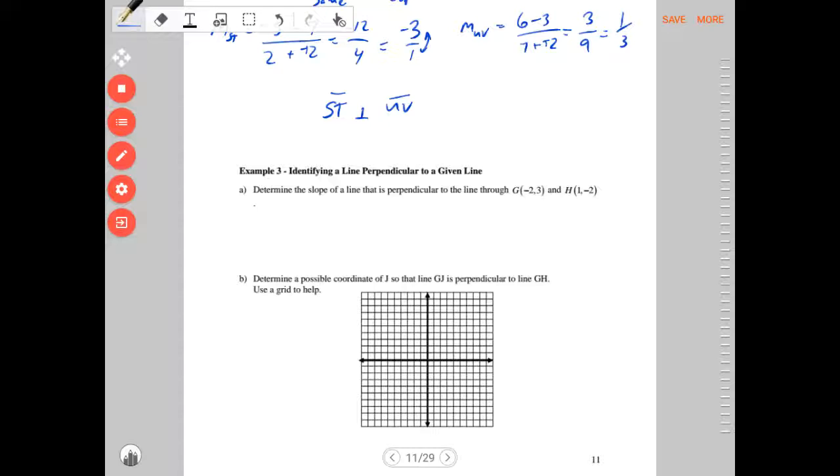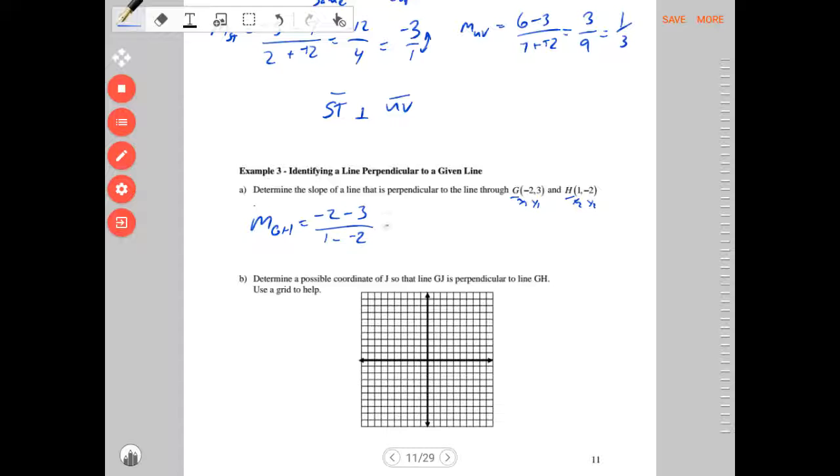Example 3. Determine the slope of a line that is perpendicular to the line through that. If we want the line that's perpendicular to that, first we have to know the slope through G and H. So we figure that out, slope through G and H. x1, y1, x2, y2. So negative 2 minus 3 over x2 is 1 minus negative 2.